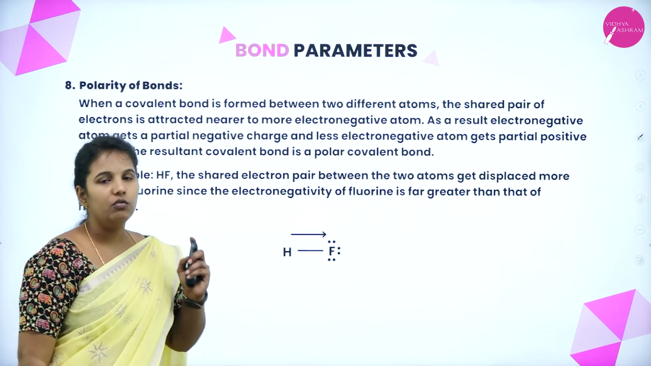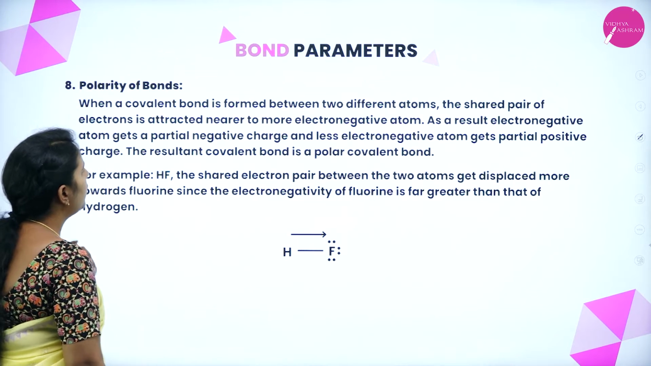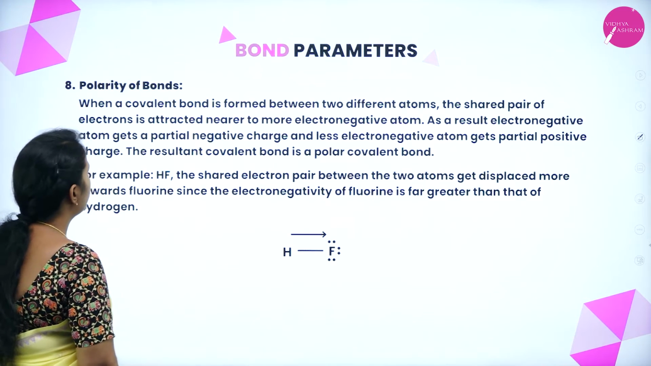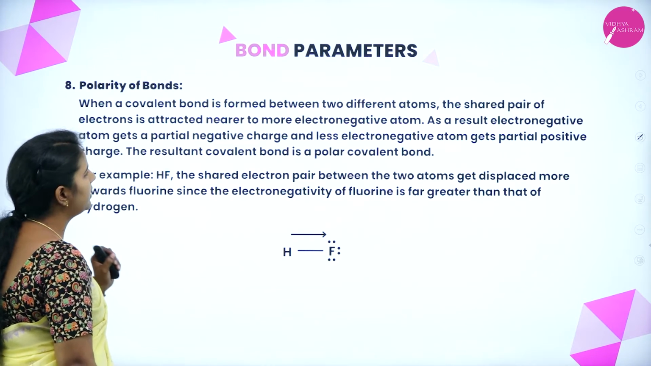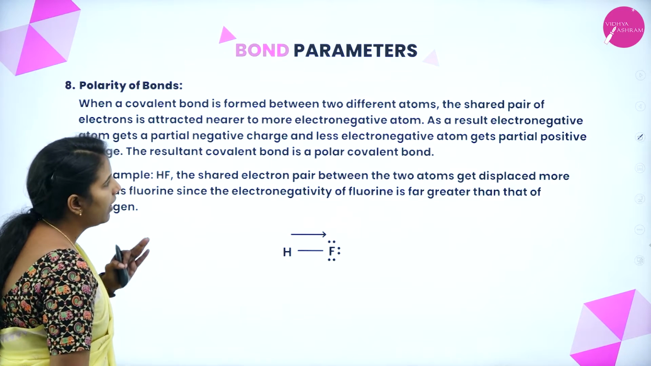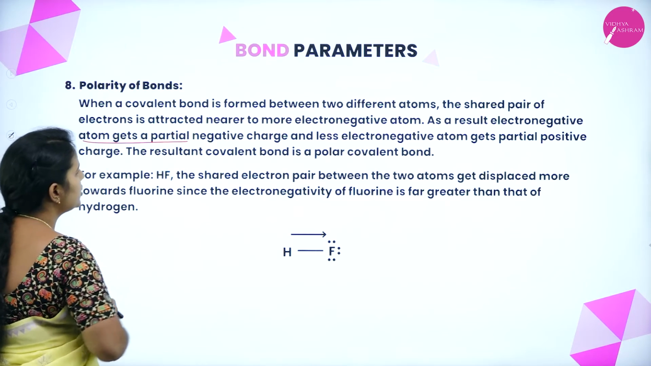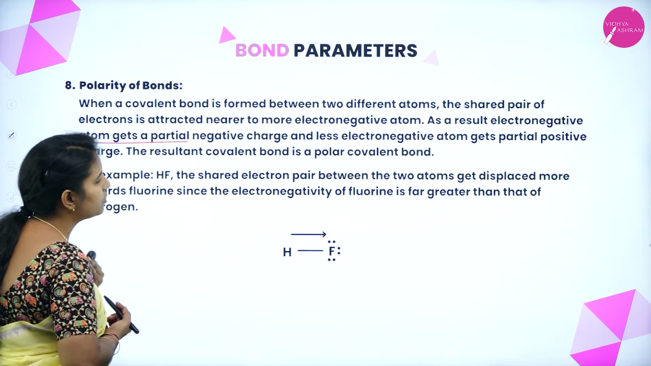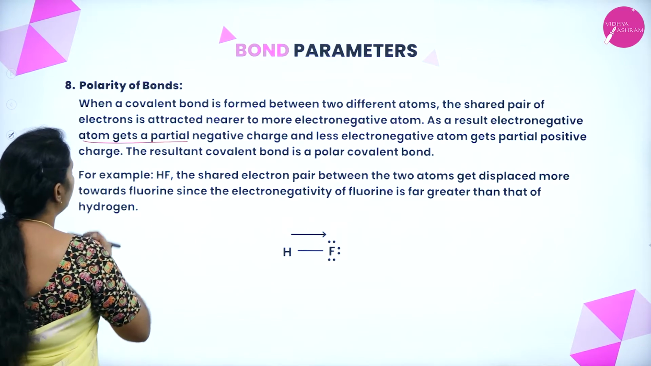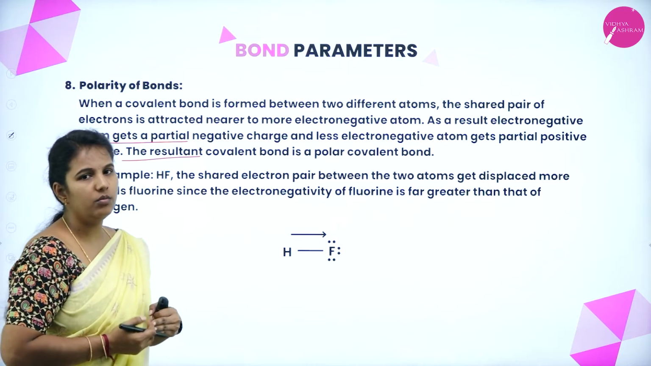Next we'll see what the polarity of a bond is. When covalent bonds are formed between two different atoms, the shared pair of electrons is attracted nearer to the more electronegative atom. As a result, the electronegative atom gets a partial negative charge and the less electronegative atom gets a partial positive charge. The resultant covalent bond is a polar covalent bond.